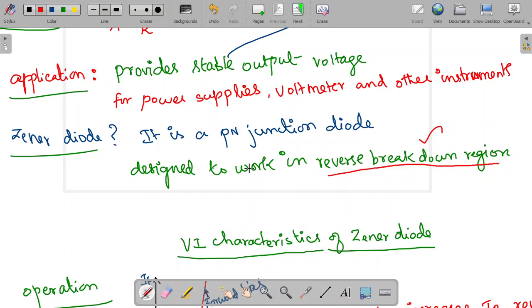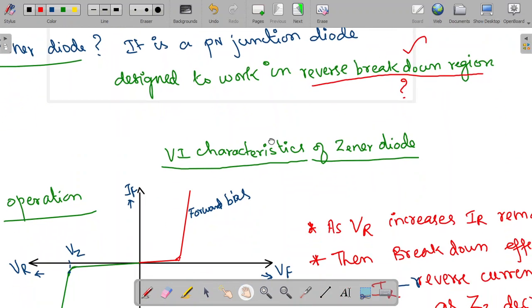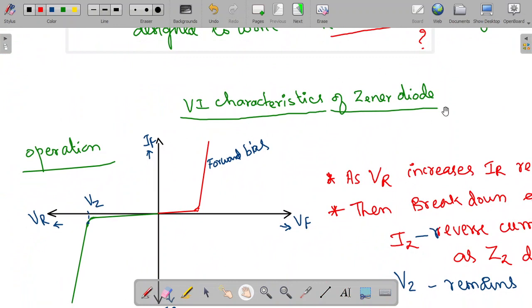So it is not an ordinary PN junction diode. It is a specially made, special purpose diode. It is meant mainly for providing a stable, or constant, output, and that too it works in the reverse breakdown region only. To understand what this reverse breakdown is, we should go through the VI characteristics of the Zener diode.